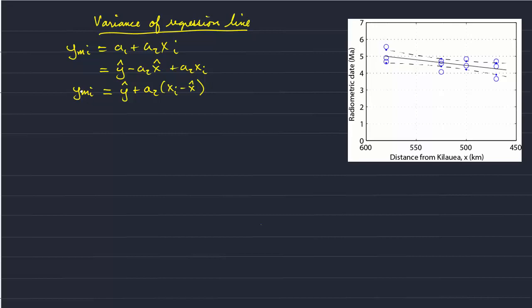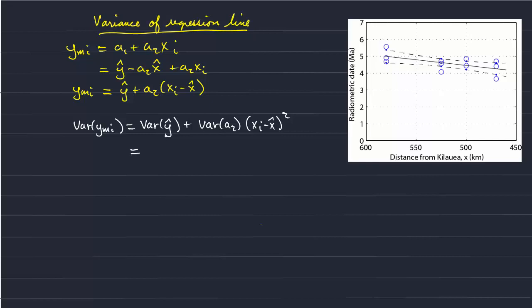Okay, so we want to calculate the variance of that. So the variance of y mi is simply the sum of the variance of each of these terms. So that's the variance of the mean value of y plus the variance of A2, the slope, times xi minus x bar squared. Again, this term does not vary because we're assuming we know x perfectly.